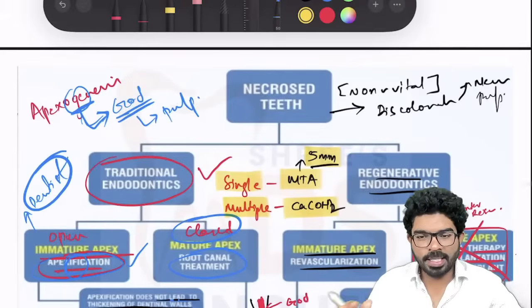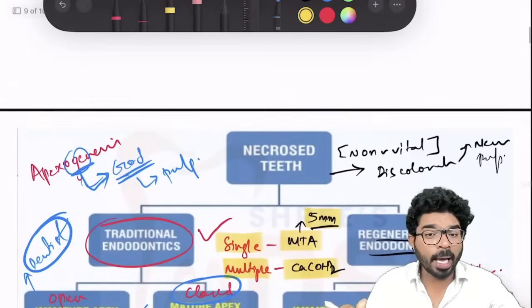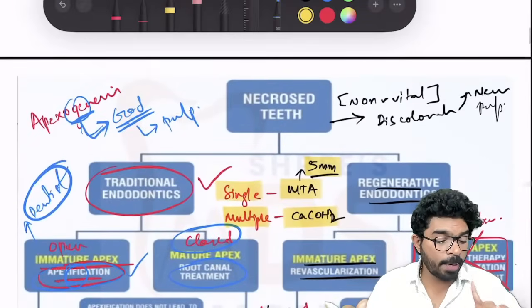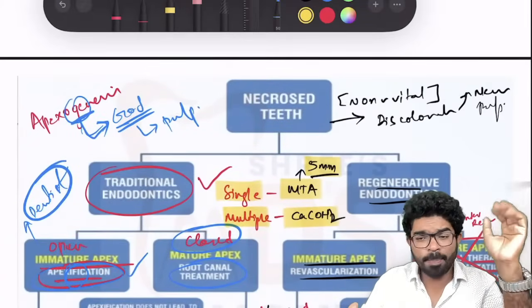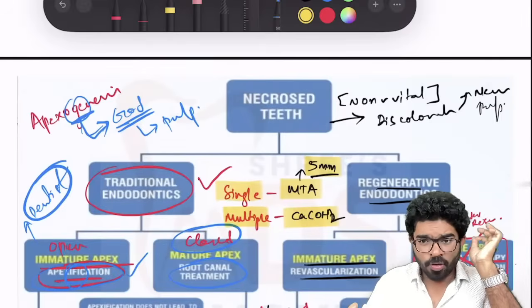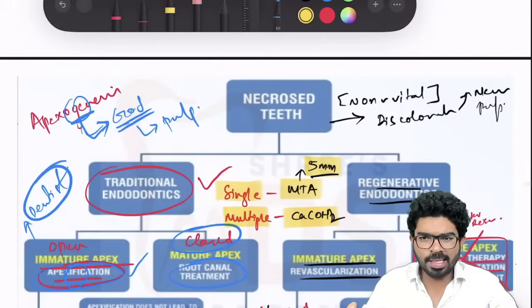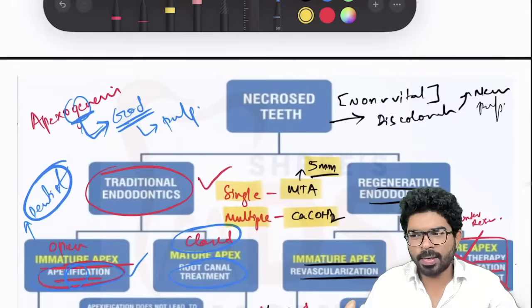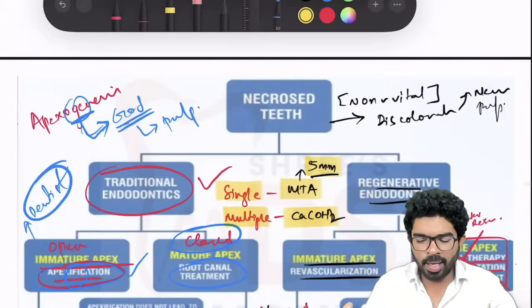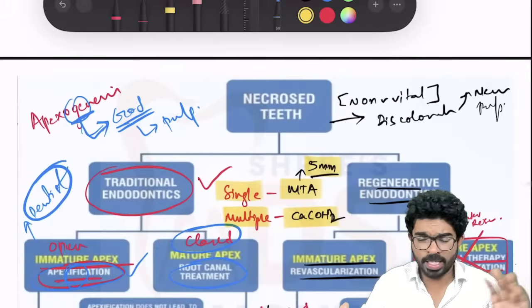Best material for direct pulp capping, what is your answer? The answer is MTA, followed by any other material. Calcium hydroxide has some disadvantages: a coagulative necrosis layer will be there, and tunnel defects will be there, which can lead to microleakage, secondary caries, and failure of the restoration or the treatment. So MTA is best over there.